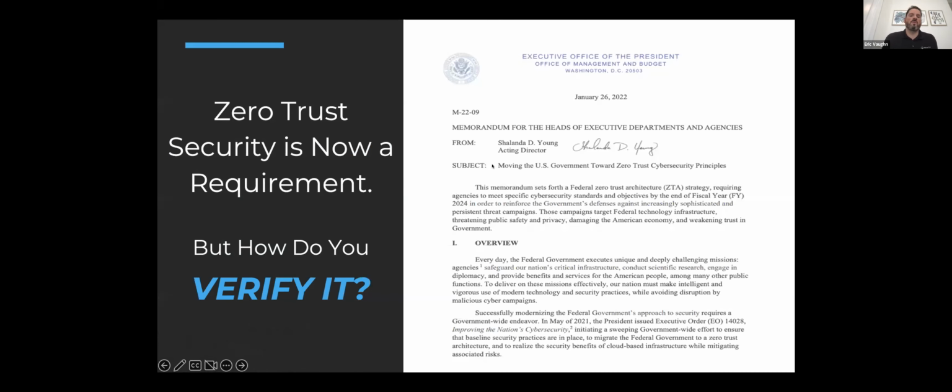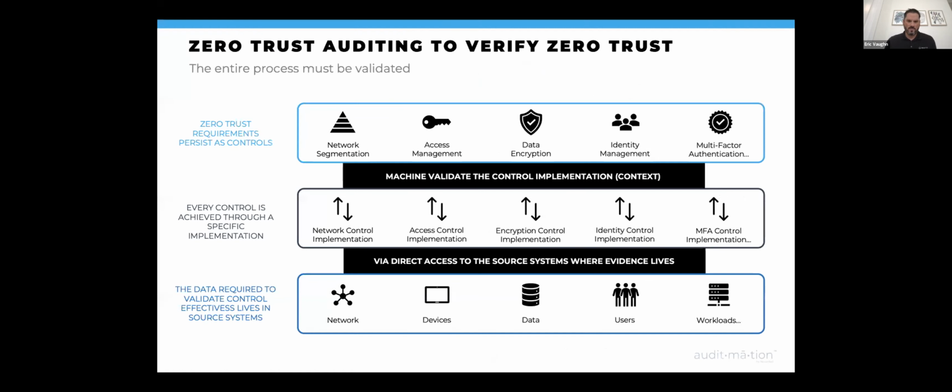With the introduction of memorandum M2209 by the OMB, we now all know that Zero Trust architecture is a requirement. But the question that we actually aim to answer for you today is, how do we verify it? If we're trusting no one and nothing, to us, that means you also can't trust the tools or the processes that are in place to realize Zero Trust architecture either. So what we propose is that Zero Trust auditing is actually required to verify Zero Trust architecture.